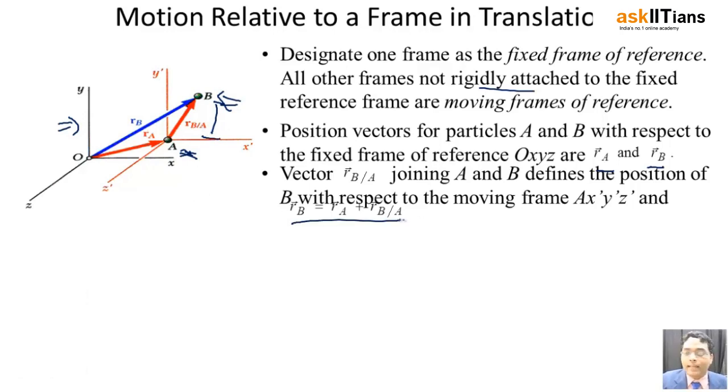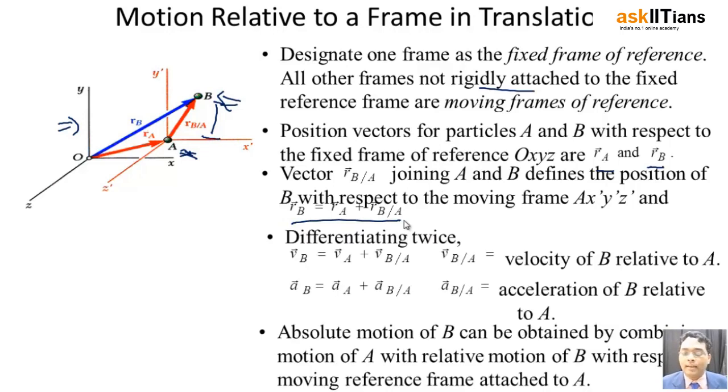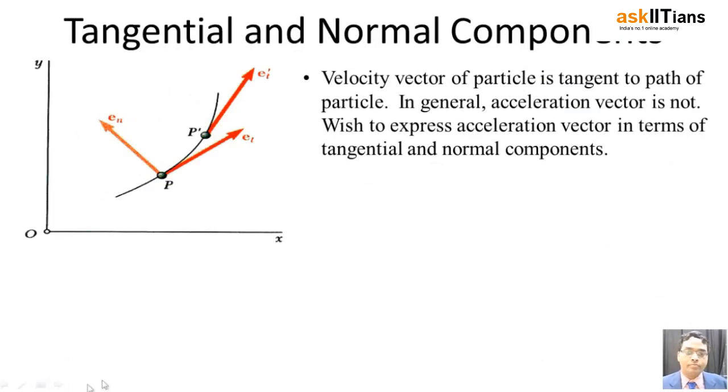So like we had done previously as well, RB can be written as RA plus RBA, and if we differentiate it twice, it is going to give you the relative velocity of B with respect to A, and similarly the relative acceleration of B with respect to A. The absolute motion of B can be obtained by combining the motion of the object A with the relative motion of B. So that will take into account the reference frame movement as well.